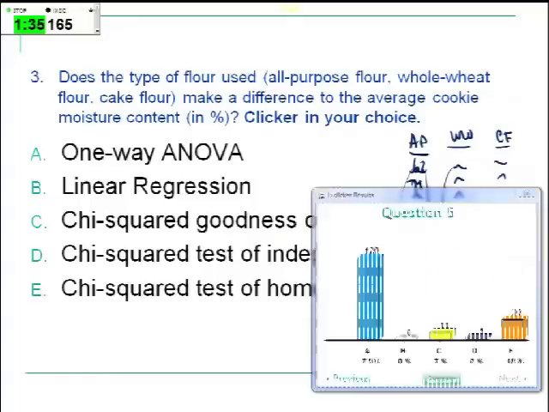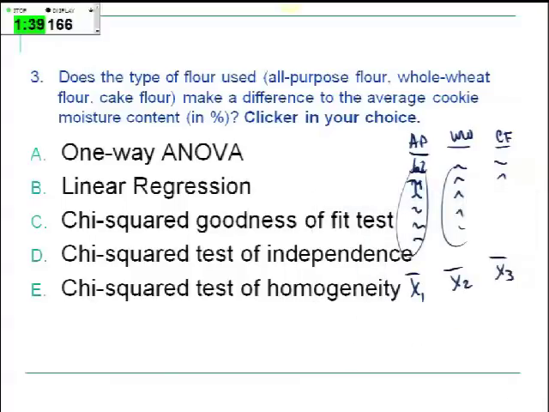More of you changed your answer to the right one. A, one-way ANOVA. Three different treatments, 3 different populations comparing 3 means. There will be a one-way ANOVA problem on your exam.